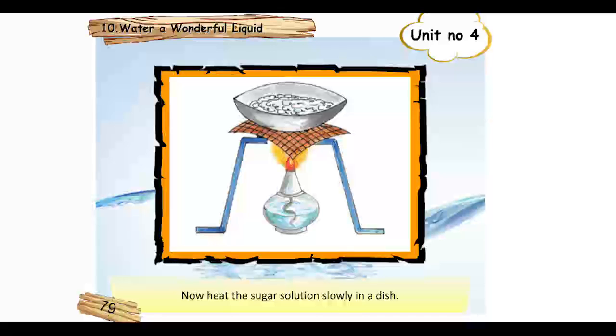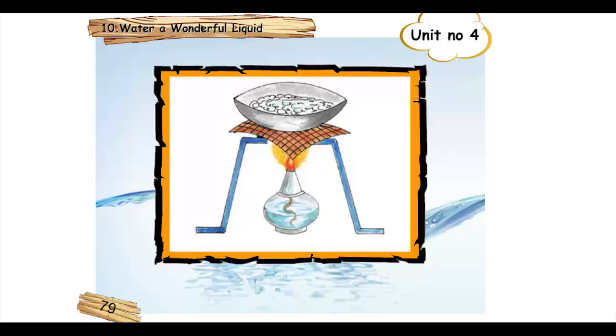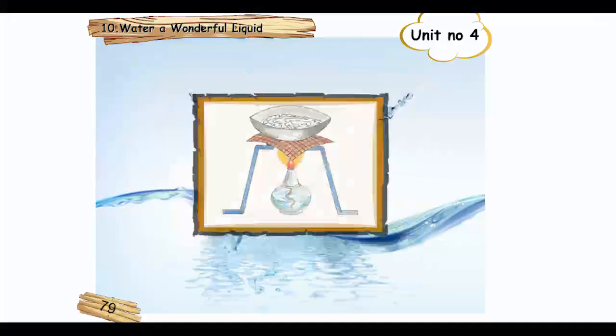Now, heat the sugar solution slowly in a dish. Water goes out in the form of steam. Sugar is left behind in the evaporating dish. Flour, residue, sugar solution, filtrate, separating sugar from the water by evaporation.